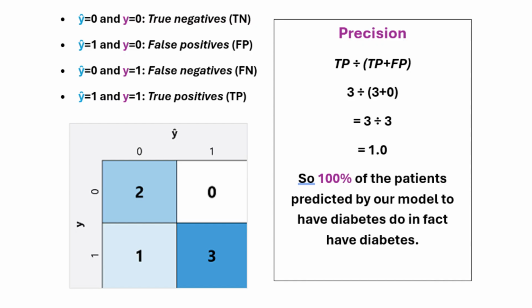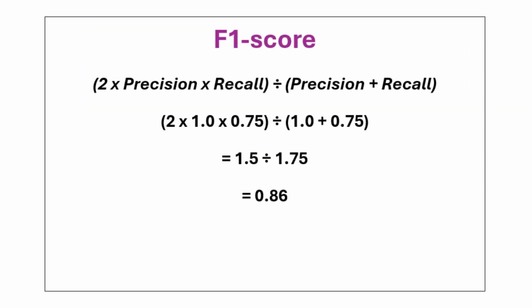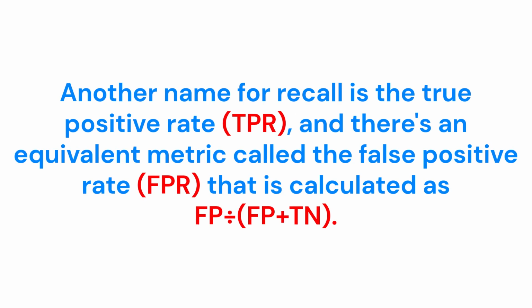F1 score is an overall metric that combines recall and precision. The formula for F1 score is (2 x precision x recall) / (precision + recall). For our diabetes example, the F1 score is calculated as follows. Area under the curve, AUC.